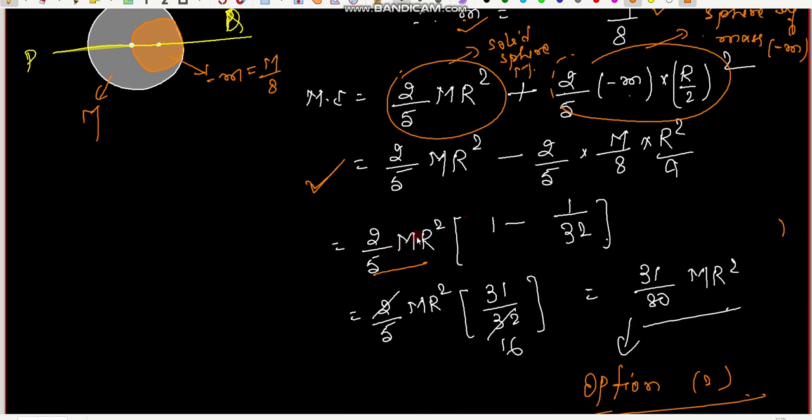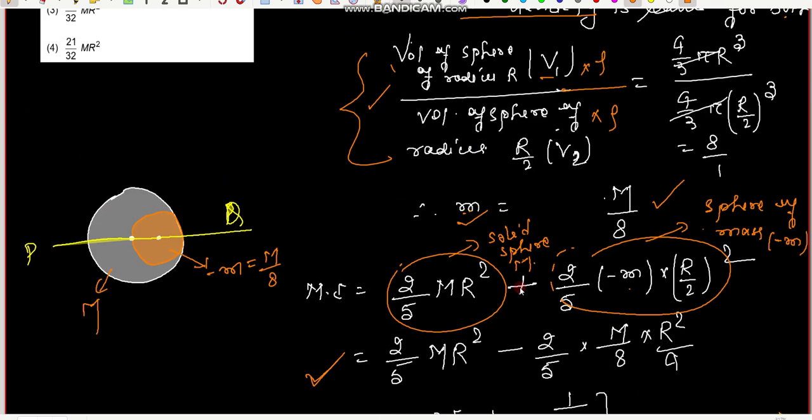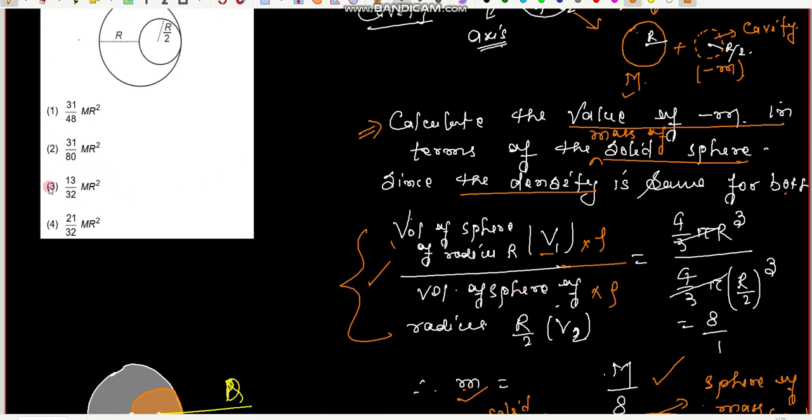Now take MR square common. We are left with 1 minus 1 by 32. So after a small calculation, we have 31 by 80 into MR square as the final answer, and I think this matches option number 2.